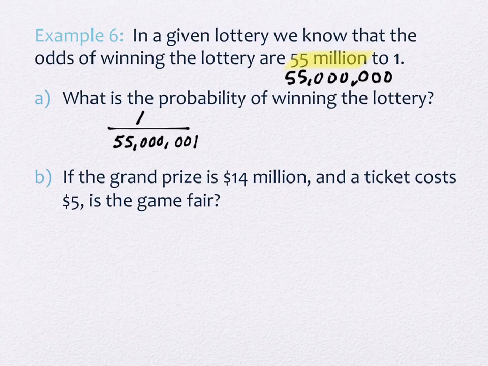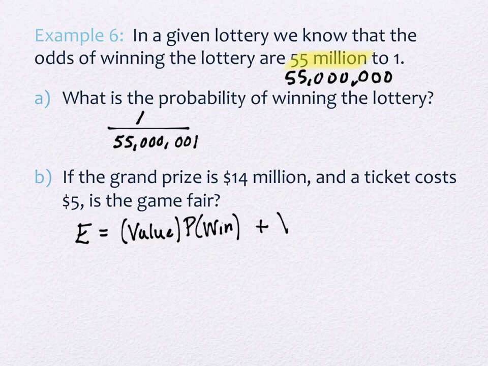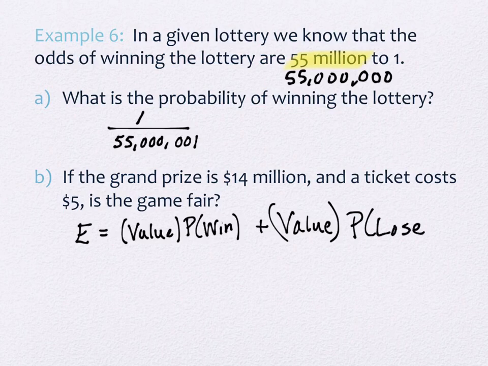All right, so on part B, it says if the grand prize is 14 million, again, that means 14 with the 6 zeros, and the tickets cost $5, is the game fair? Well, when you buy the ticket, there's only 2 possible outcomes. What are they? You win or you lose. So we're going to do an expected value, and it's going to be the value that we win times the probability that we win. And we're going to have the value if we lose times the probability if we lose.